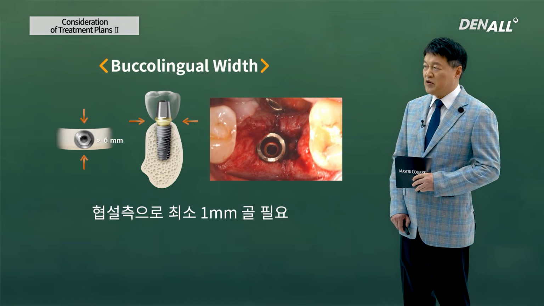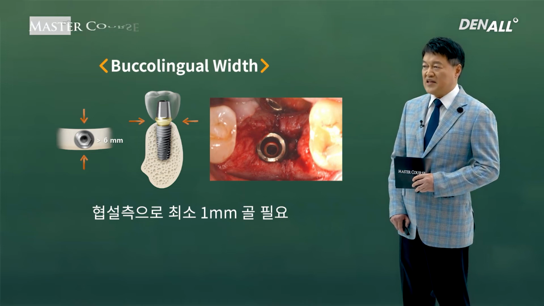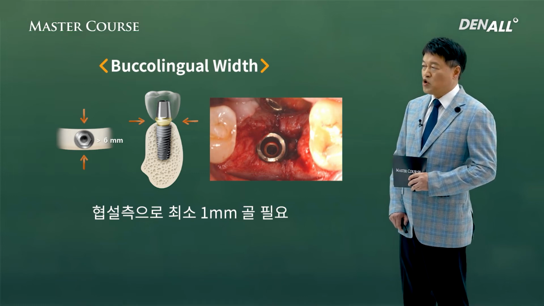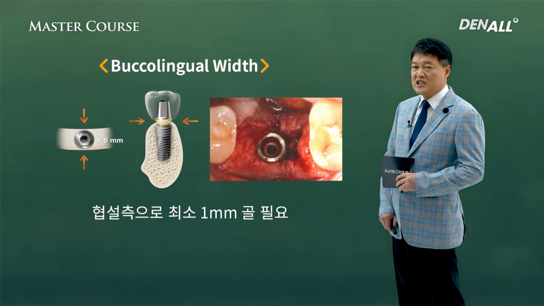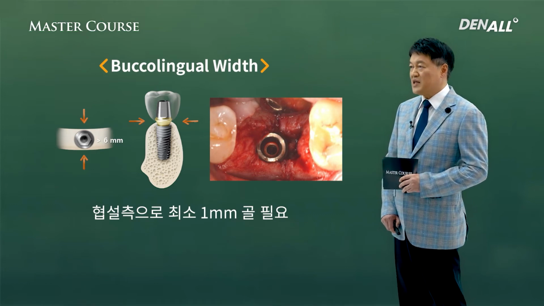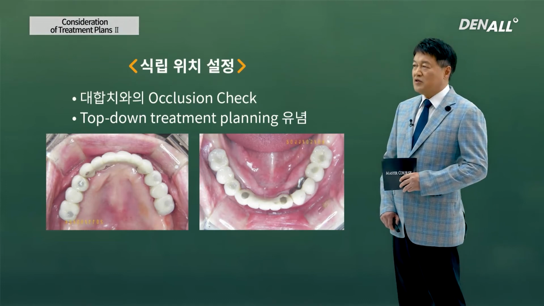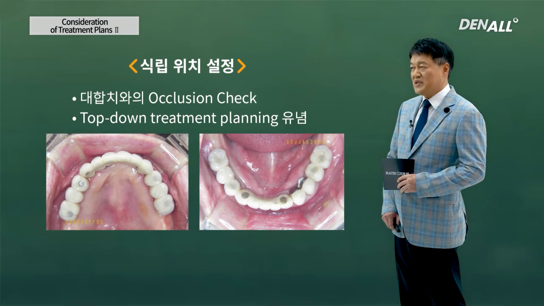Buccolingually, there needs to be at least 1 millimeter or 1.8 millimeter of bone for long-term implant stability. In other words, buccolingually, there needs to be more than 1 millimeter of bone to place an implant. When you choose the implant placement position, you always need to check occlusion with the opposing tooth.